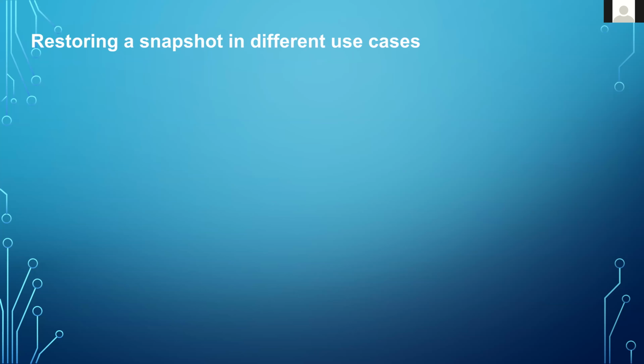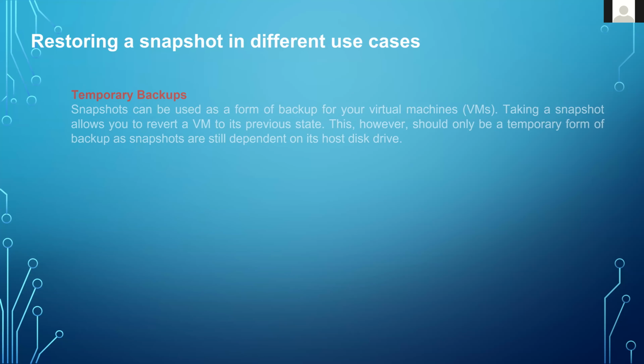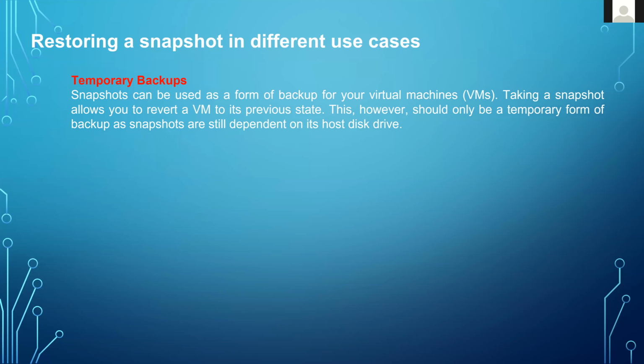In which cases do we have to restore a snapshot? We already discussed that this is just a temporary backup. This is a use case: if you want to keep a temporary backup of your virtual machine, you can keep it, and if you want to restore it, you can restore it. But at the end, as we can see, it's still dependent on the host disk drive. So it's a temporary backup.